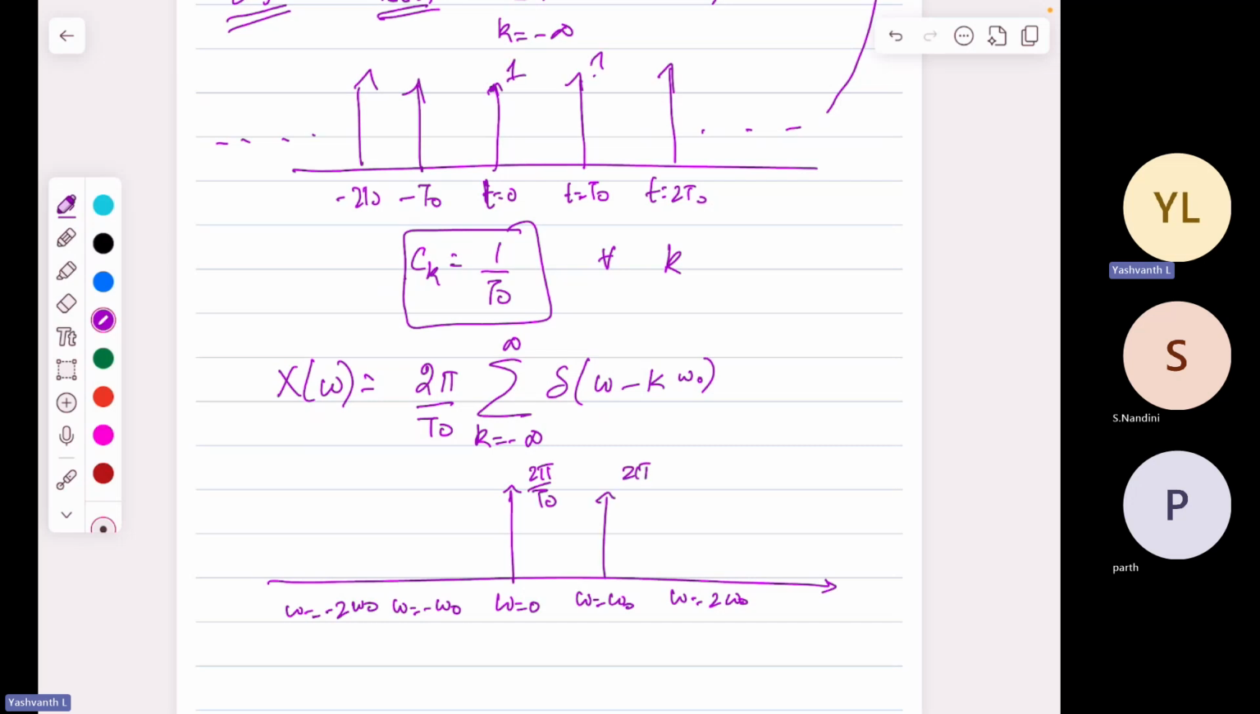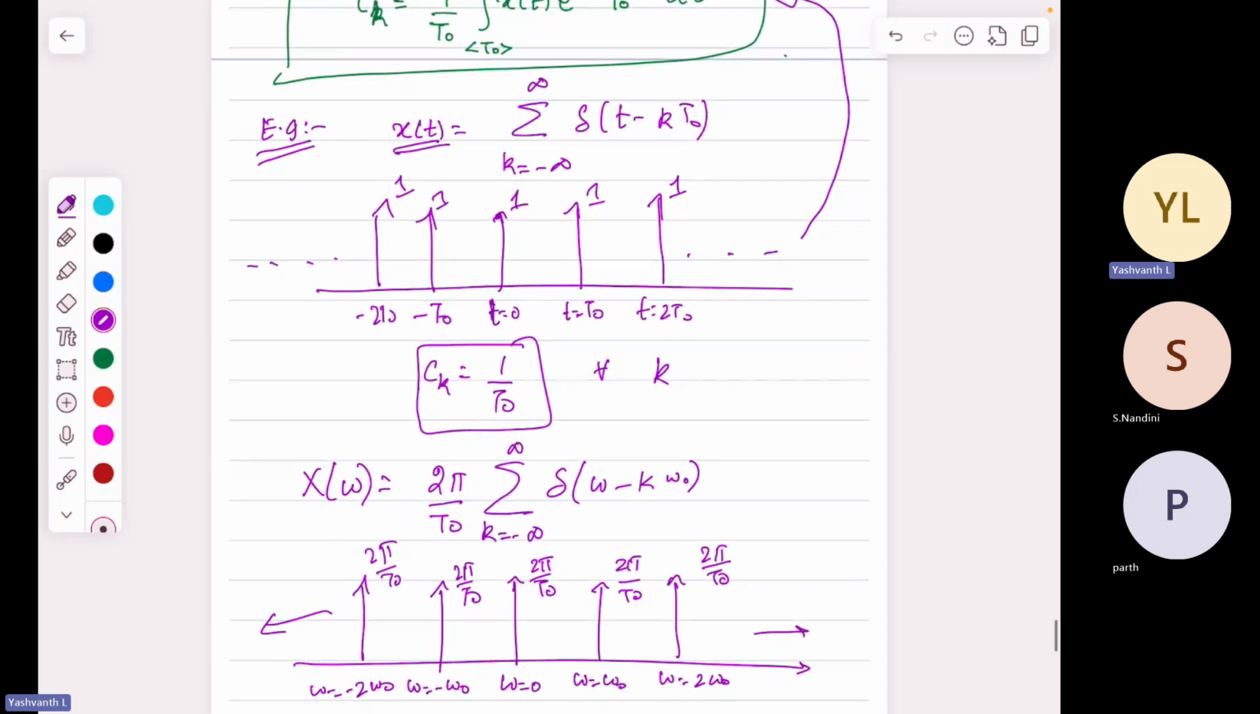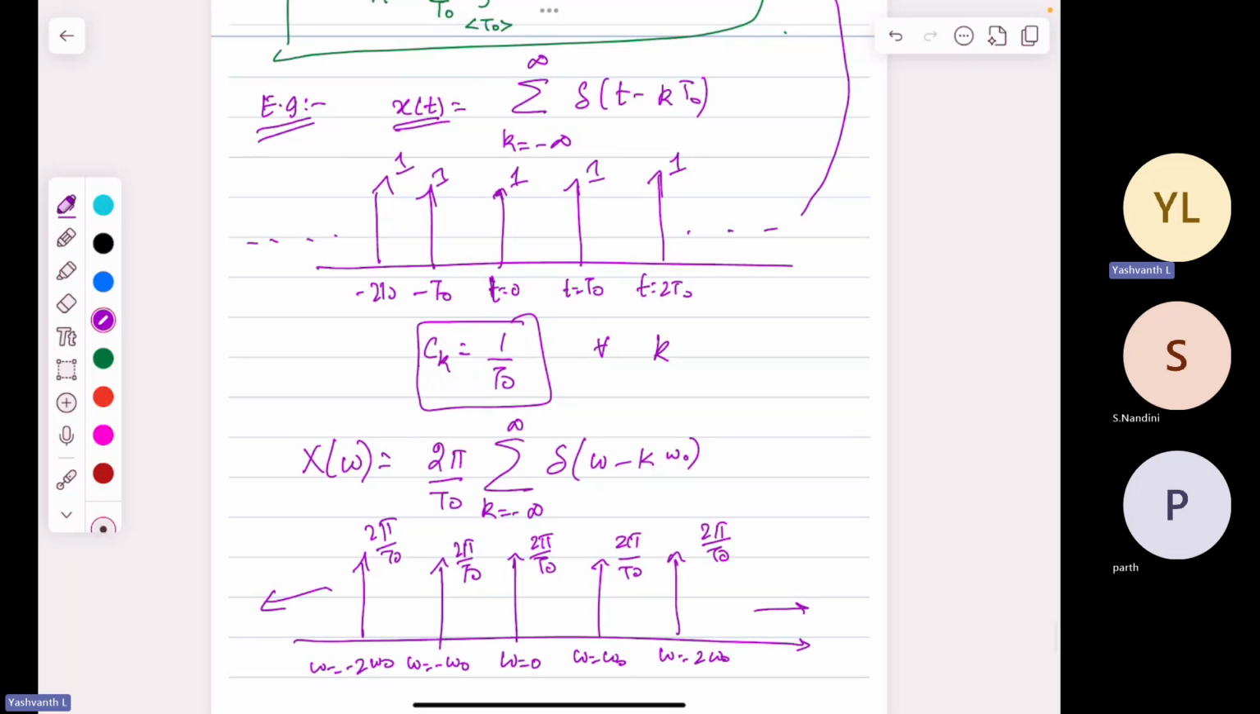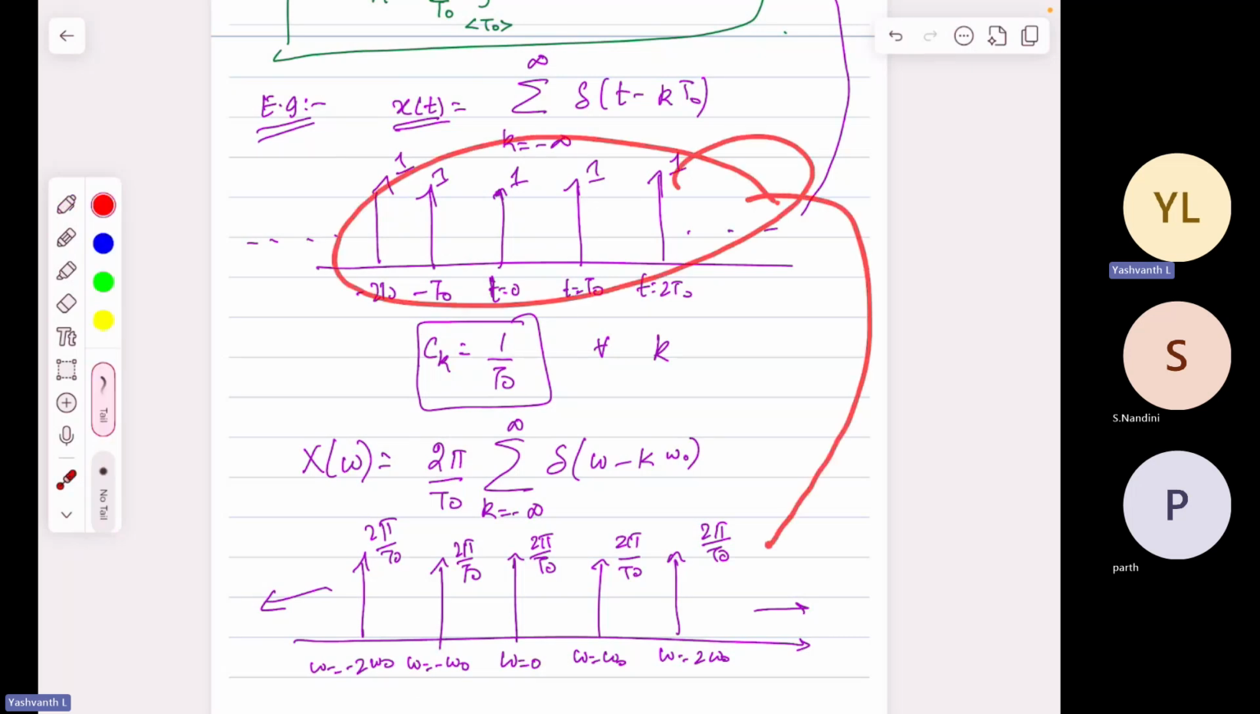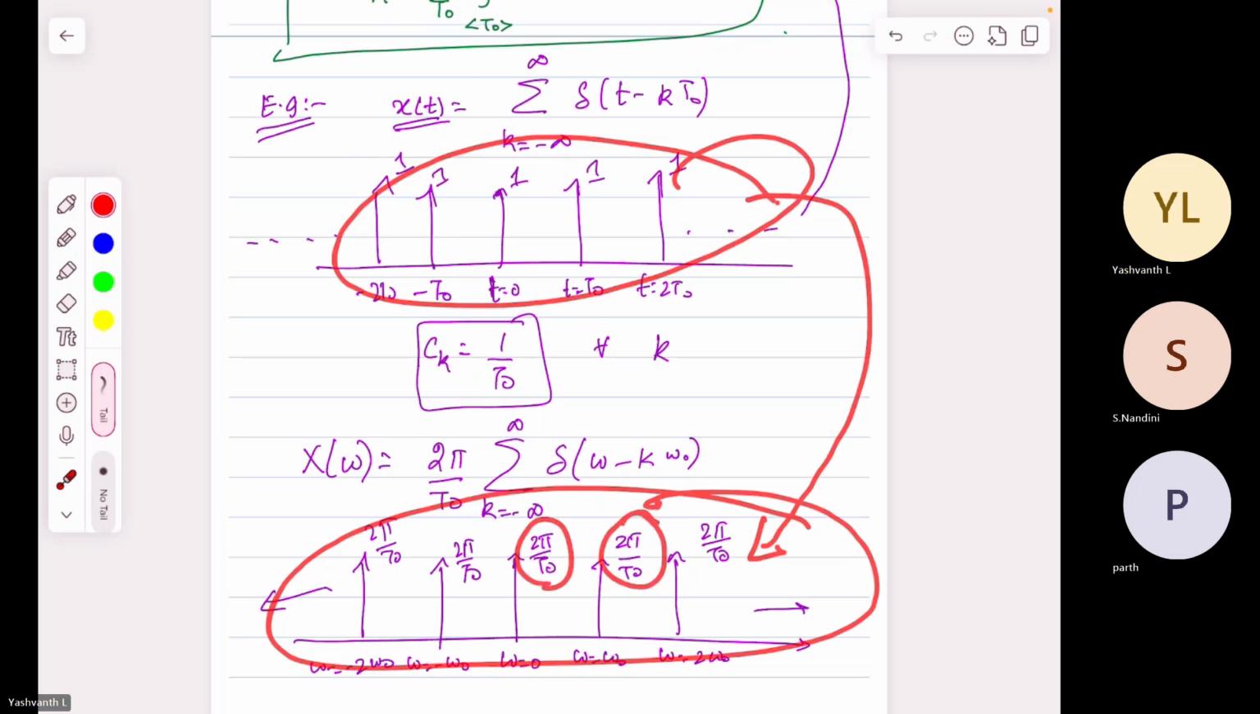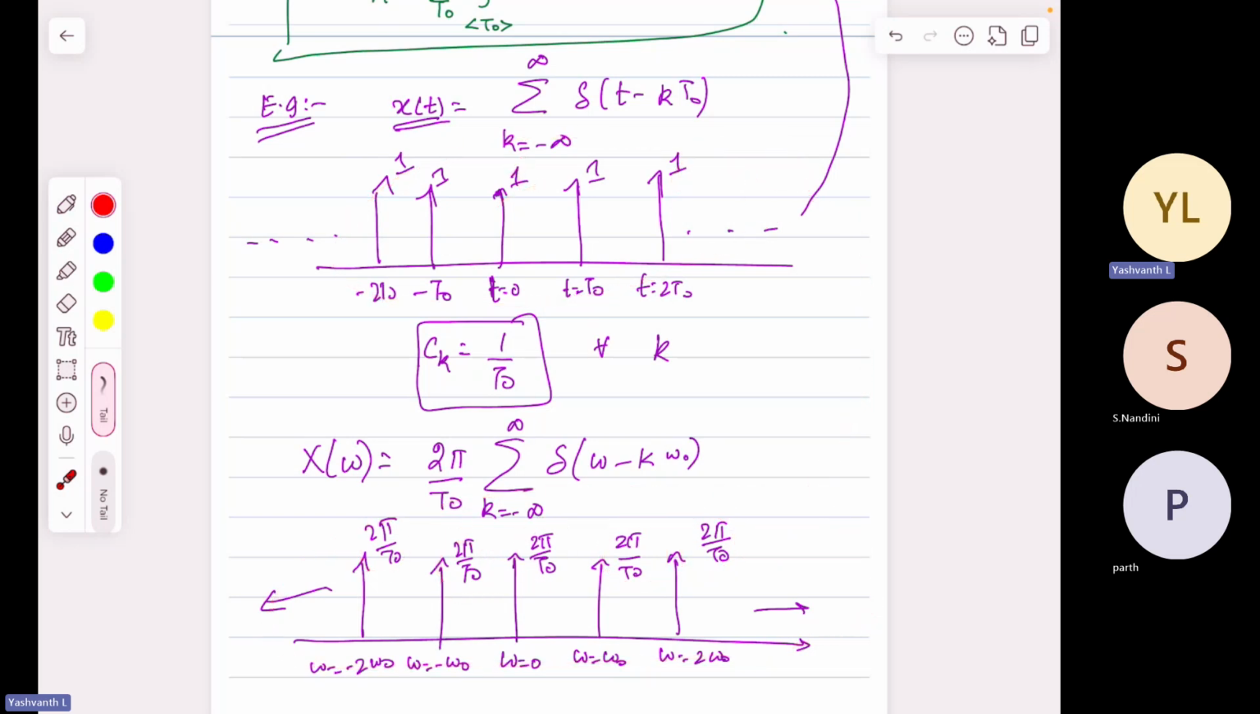Everywhere you will have 2 pi by T naught as the scaled version. Here you had 1, right? Everywhere you had 1 in the x of t. But for a Fourier transform, you will have 2 pi by T naught. And this will go on both the sides. So you're indeed right that the Fourier transform of any periodic signal is basically an impulse train with different amplitude. But if the continuous periodic signal itself is an impulse train, then the Fourier transform is also an impulse train, only scaled by 2 pi by T naught. The amplitude is scaled by 2 pi by T naught. That's the only difference. Is it okay?